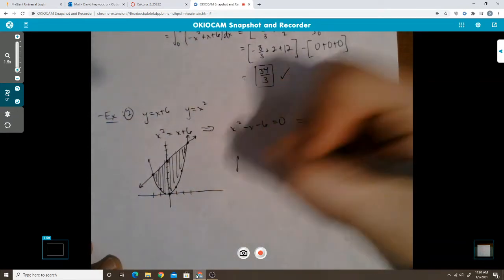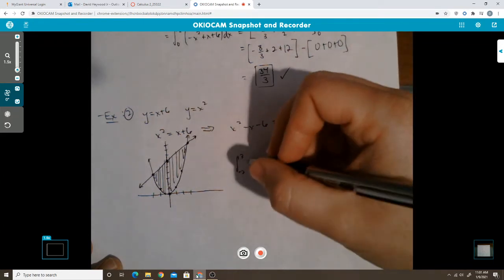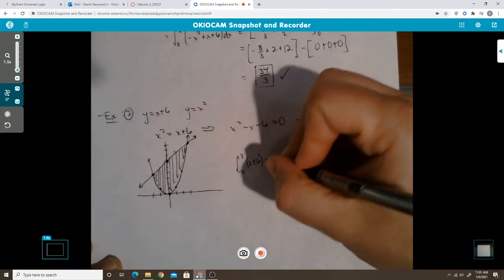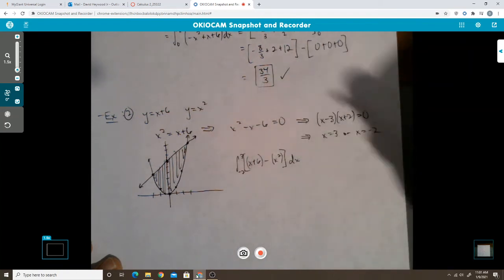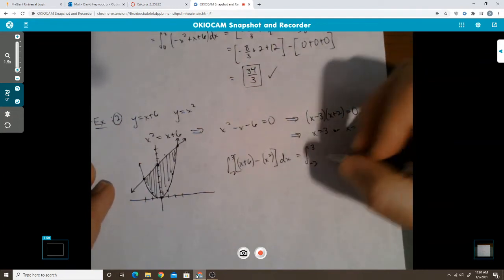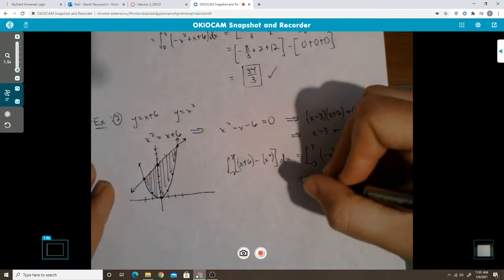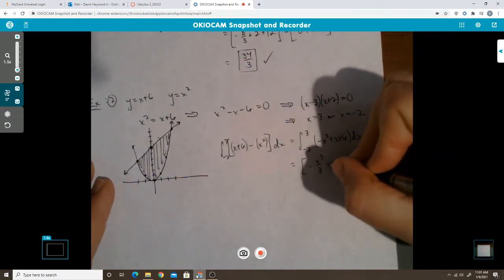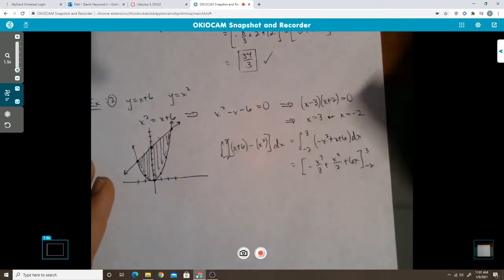So it's going to be the integral from negative 2 to 3 of top function minus bottom function, right? So x plus 6 minus x squared. So same integral as before, but different limits of integration. So negative x squared plus x plus 6. So that's negative x cubed over 3 plus x squared over 2 plus 6x from negative 2 to 3.